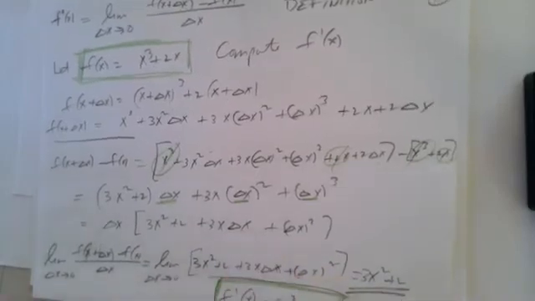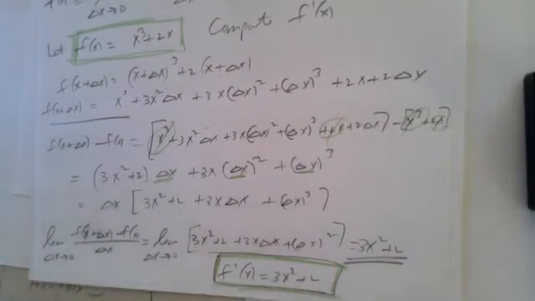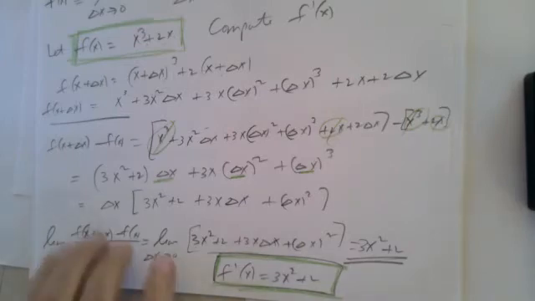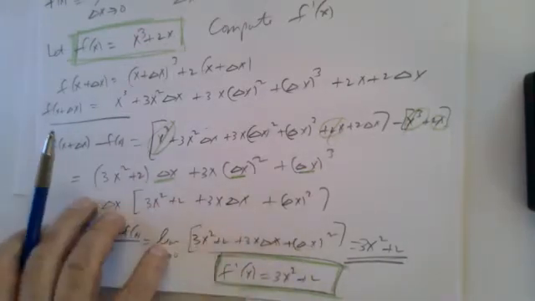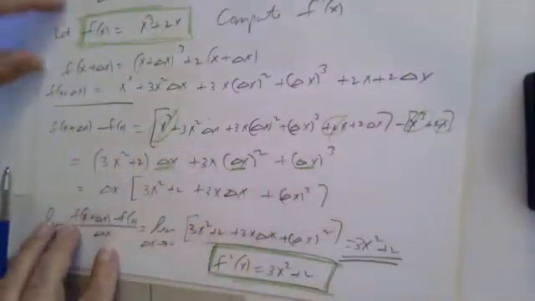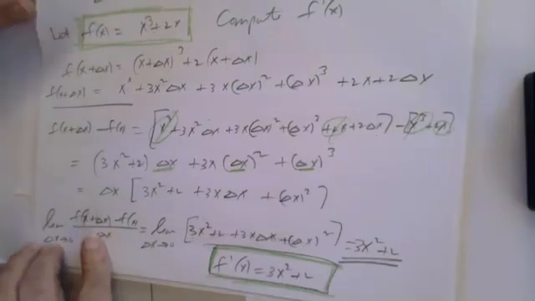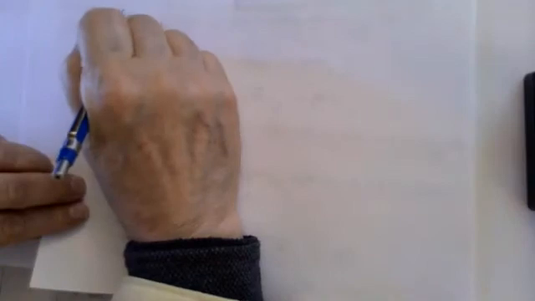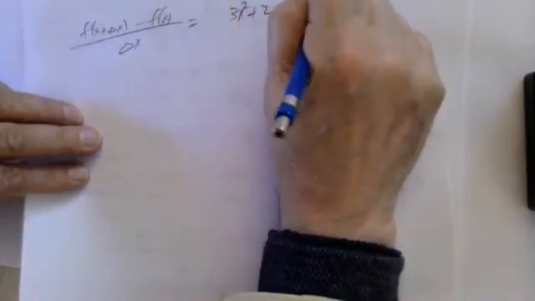Okay. Professor, how did you get the 3x squared plus 2 at the end by itself? Okay. So I have this line. Let me write it down on the other side. I have f of x plus delta x minus f of x over delta x. When I do the calculation, what I get is 3x squared plus 2 plus 3 times x times delta x plus delta x squared. Okay?